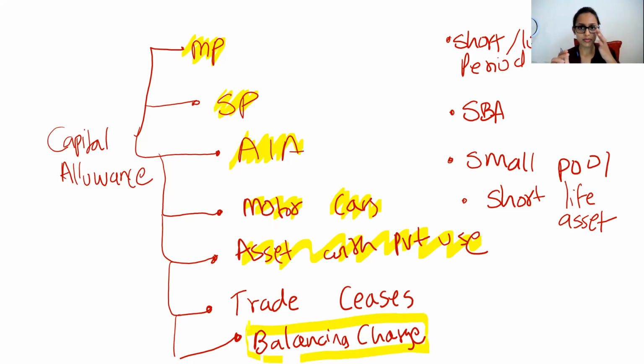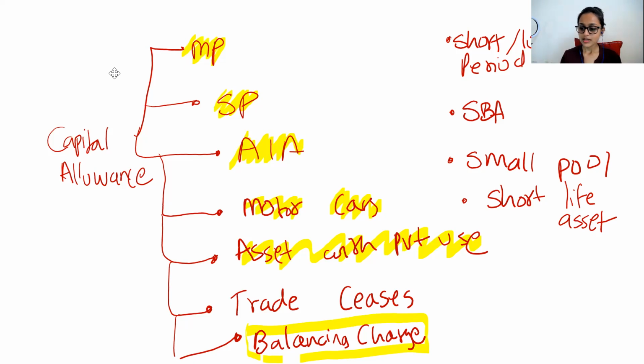You don't do WDA. I'm not talking about ceasing, but if you get a negative balance, you never do WDA. As it is, you take it to the allowances column, and in the allowance column, you're going to minus it. You're not going to add it to the allowance column. Then when it comes to short accounting periods, you time apportion the WDA and the AIA.